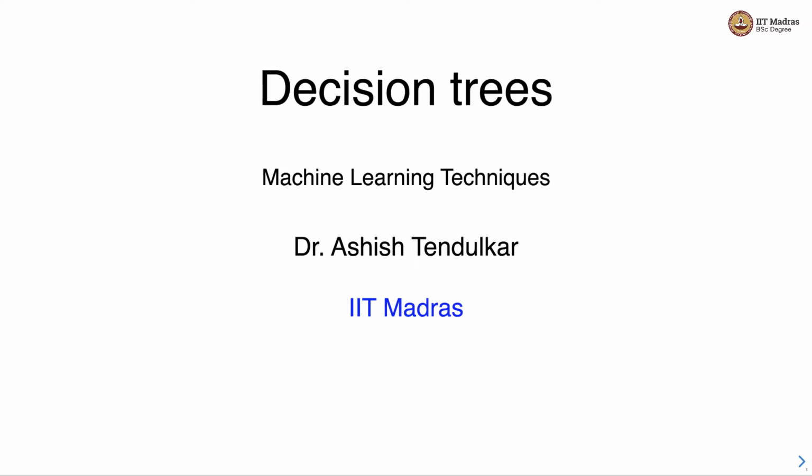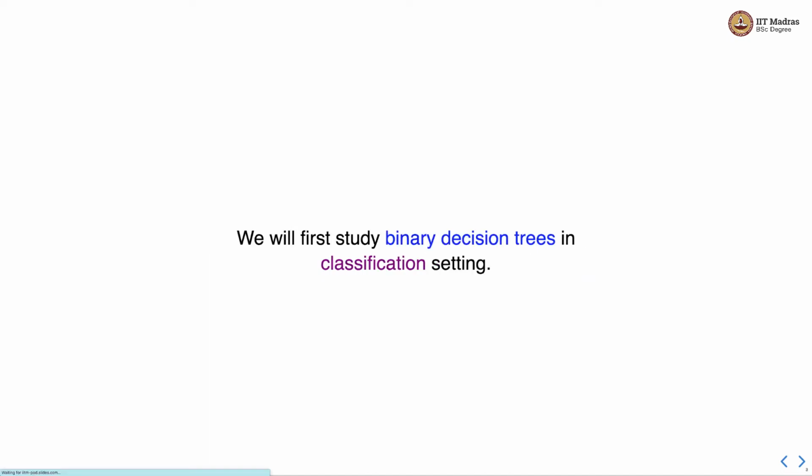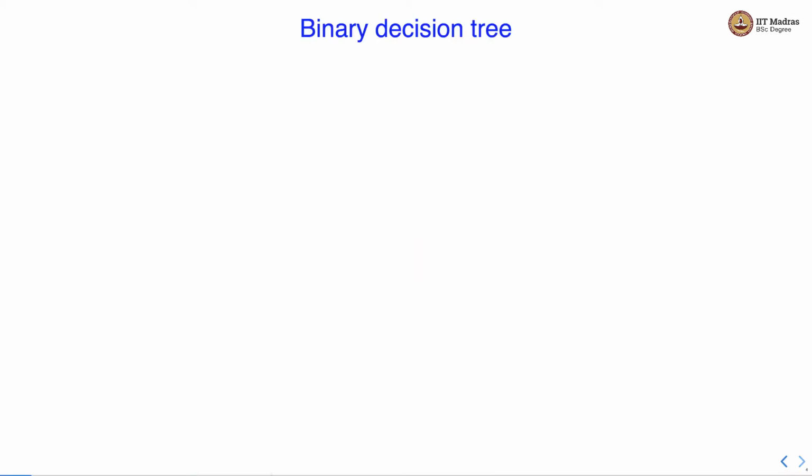In this video, we'll study decision trees. Decision trees are non-parametric supervised learning methods that can be used for modeling, classification, as well as regression problems. We will first study binary decision trees in classification setting.